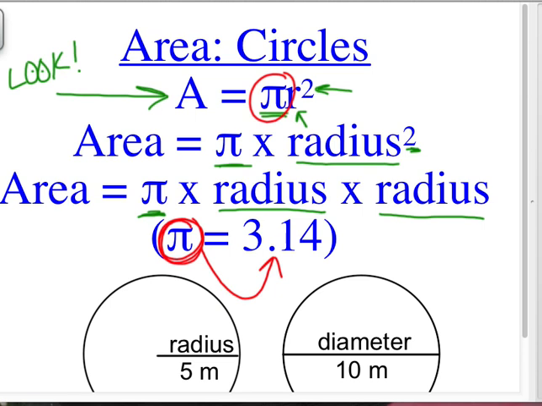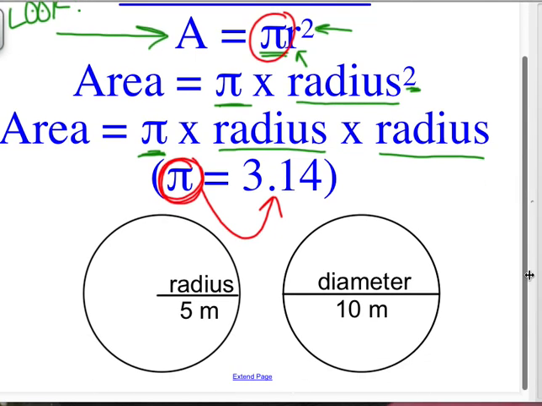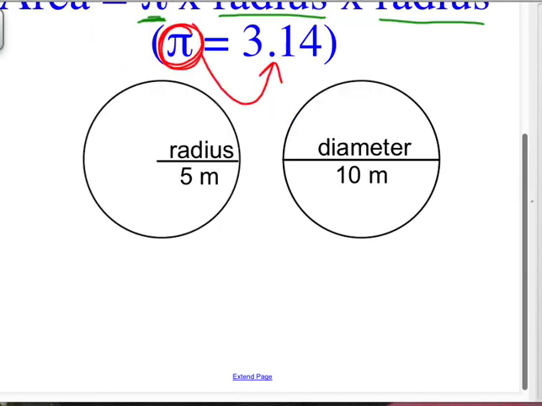All right, so area is the space inside a circle, and it's calculated using the formula pi times radius to the second power. So a quick review of the difference between a radius and a diameter. Here are two circles, right? This one here on the left is showing a radius of 5 meters. And the one on the right is showing a diameter of 10.